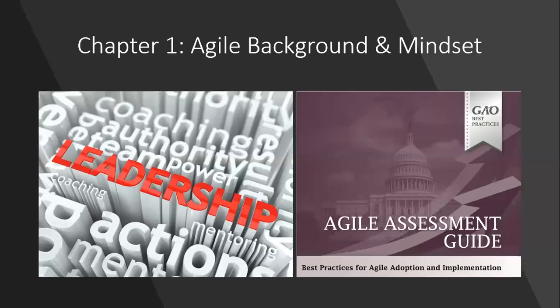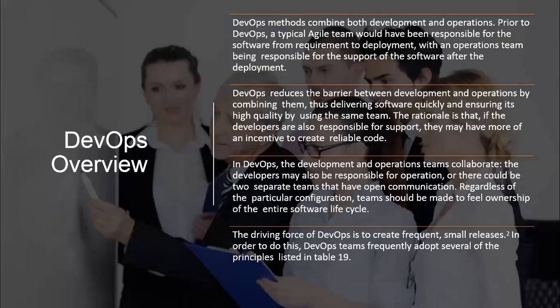So jumping into what we have today, our first framework or method, if you will, is DevOps. DevOps methods combine both development and operations, and hence the word DevOps is a sandwich of the two words. Prior to DevOps, a typical Agile team would have been responsible for the software from requirement to deployment, with an operations team being responsible for the support of the software after the deployment. DevOps reduces the barrier between development and operations by combining them, thus delivering software quickly and ensuring its high quality by using the same team.